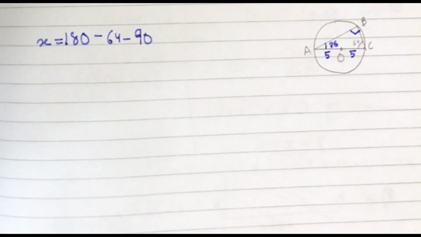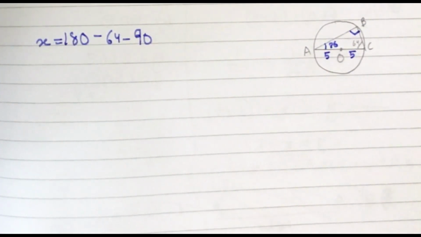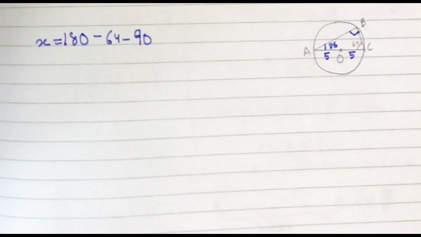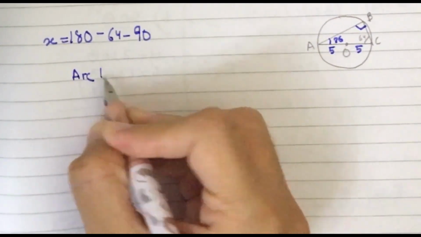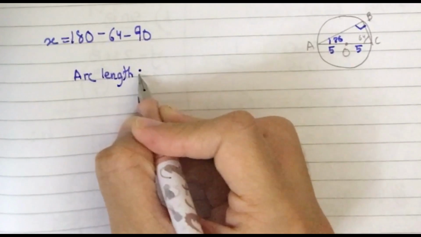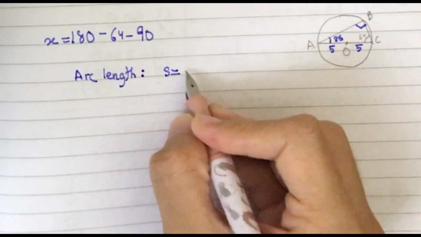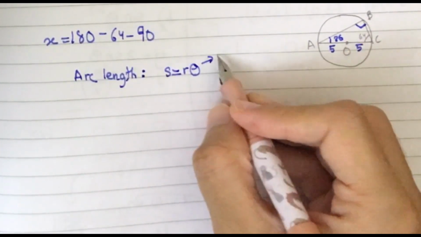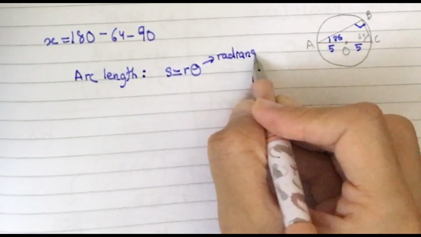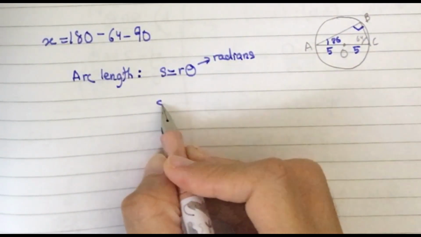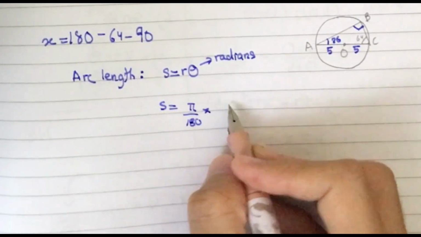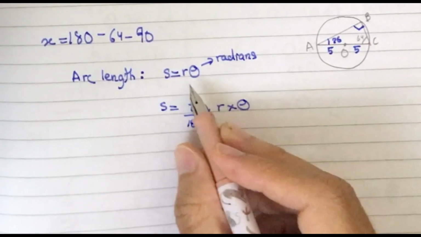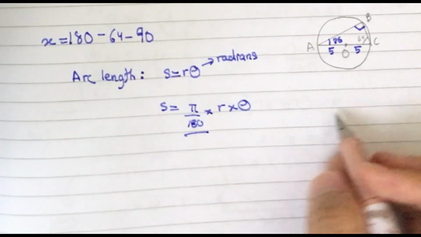So as we know, to find the arc, you have to have the radius, because as the formula states, the arc length formula is basically s equals r theta, but this is only for radians. For degrees, you have to multiply by pi over 180, so pi over 180 times r times theta. It's the same thing, you just have to multiply with pi over 180.